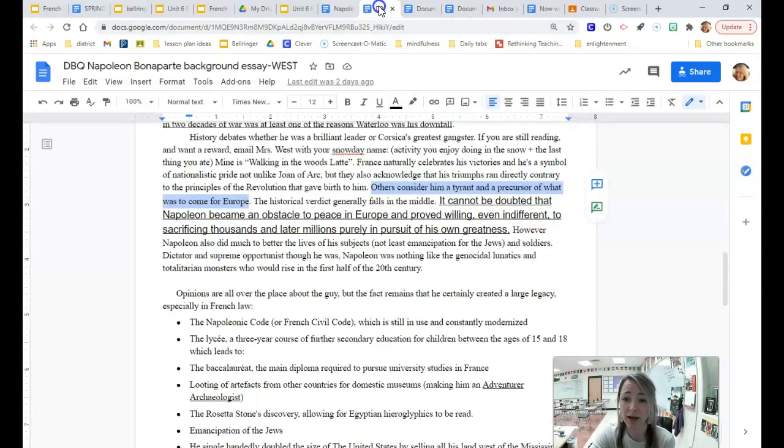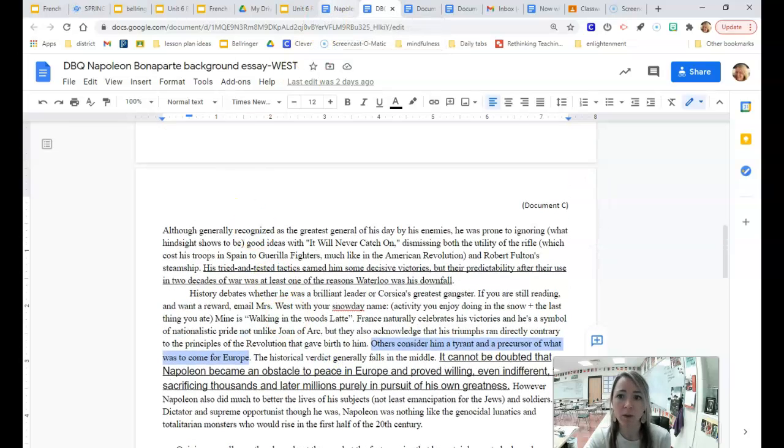Well, that means you would have to know a little bit about what the word precursor means, understand what a tyrant is, and understand what comes into Europe after him. Maybe he was a tyrant and kind of a precursor, this almost prediction of what was to come for Europe, which they're hinting at is other bad guys. So when you use any of these quotes, you need to make sure that you really understand them. Facts are what we are looking for here.